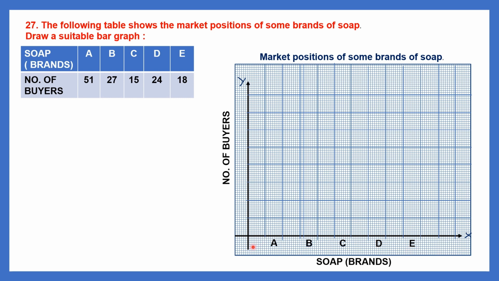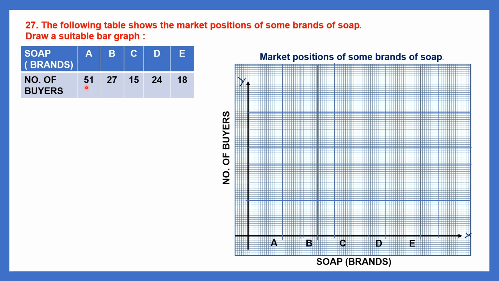Why are we doing this? Because the gaps between the different columns should be the same. Okay, between the different bars should be the same. So see that right from the beginning the distance is the same. So if you're going to leave 1 centimeter here, then between all these you have to leave 1 centimeter. Okay, so this is what we're going to show on the x-axis. So on the x-axis we have soap brands, and we have written the name of the brands as given to us in the question. Now here we have number of buyers, isn't it?